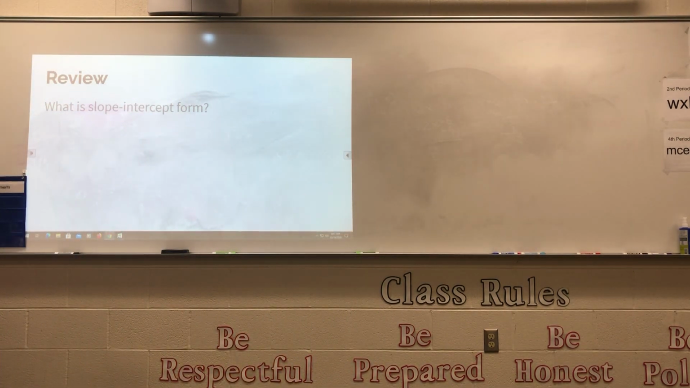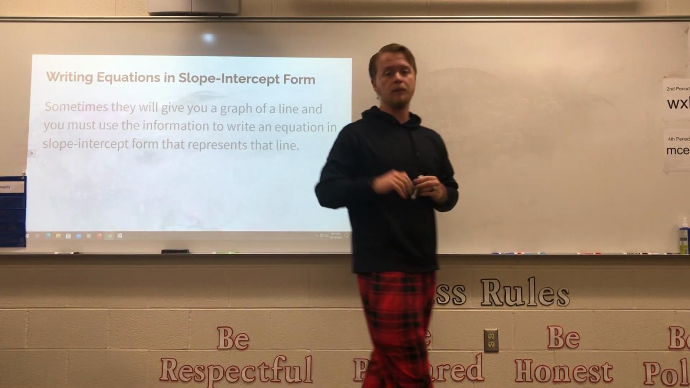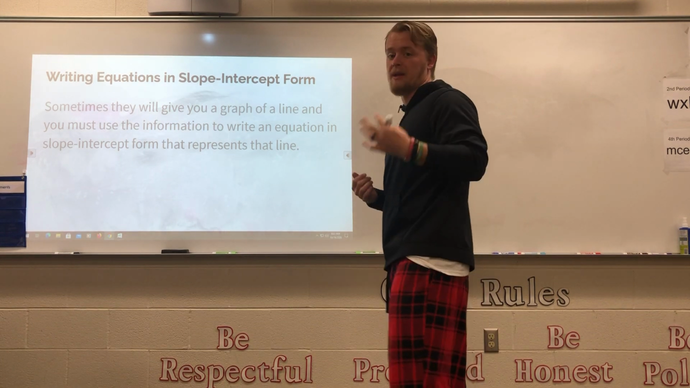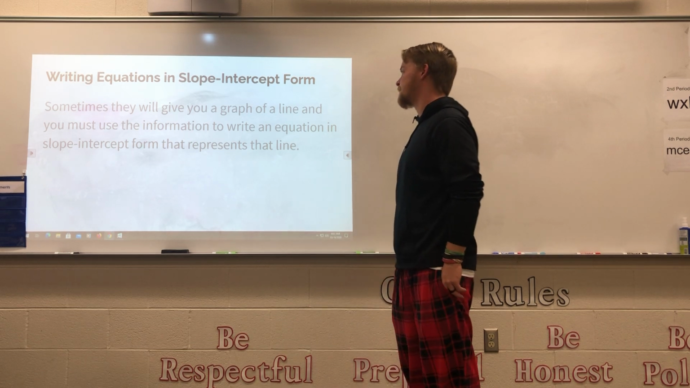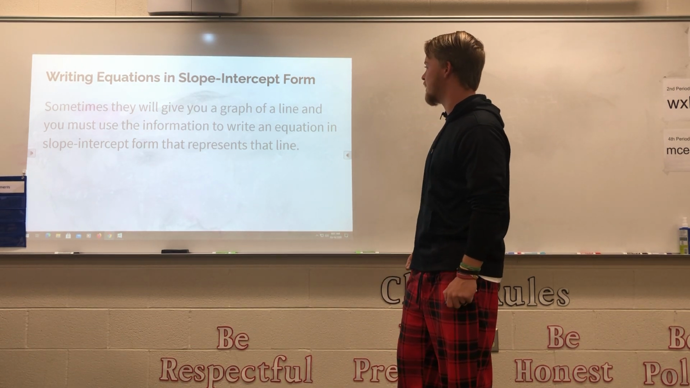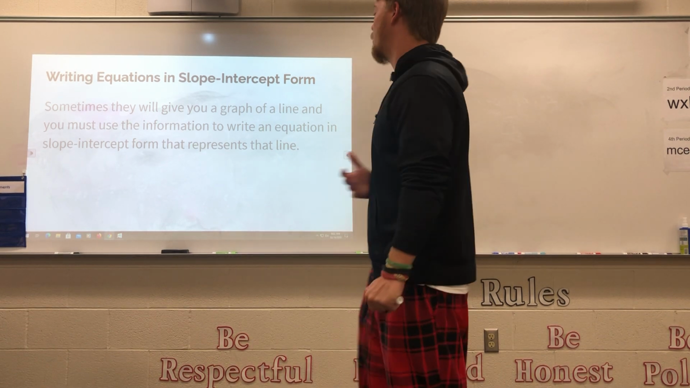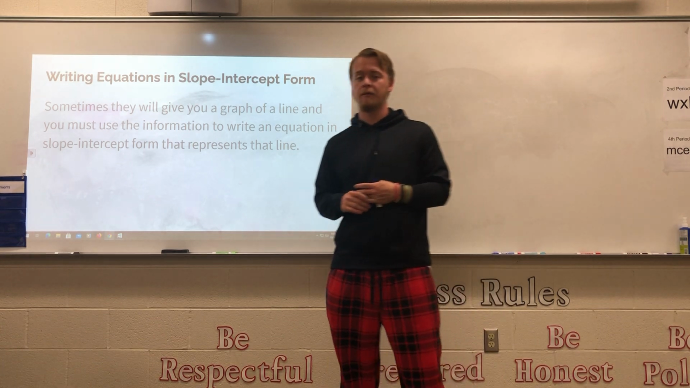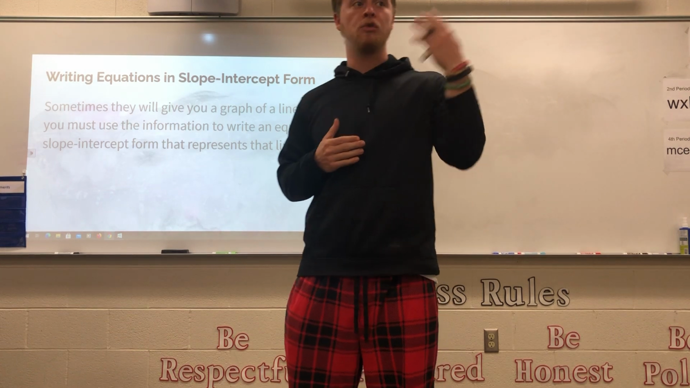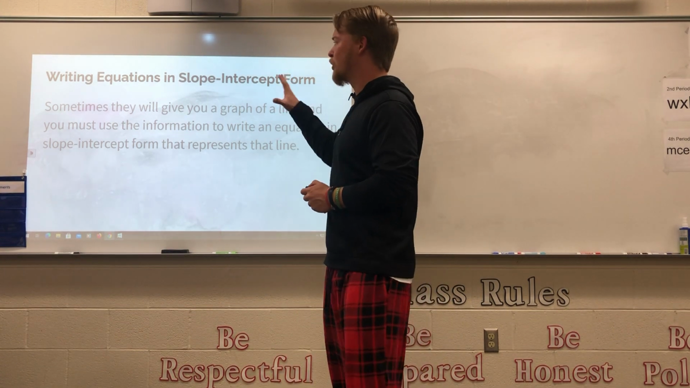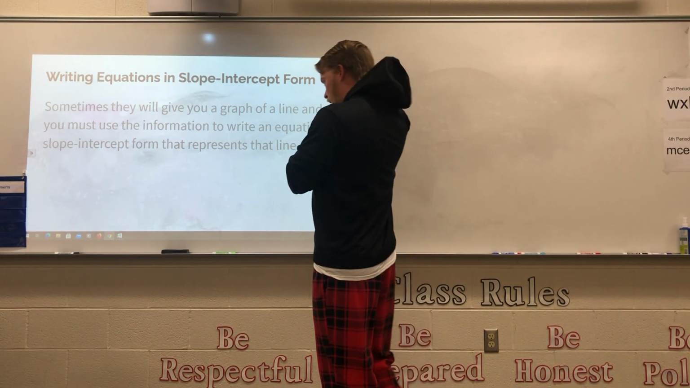Okay, so in this section, here's what we will be covering. Again, at home, I would pause this video and write this down, so then you can come back and listen as I go over it. Sometimes they will give you a graph of a line, and you must use the information to write an equation in slope-intercept form that represents that line. This is basically backwards of what we did in 4.4, where they gave us the equation in slope-intercept form, and we had to graph it. Now, they'll give us a graph, and we have to come up with the equation in slope-intercept form.